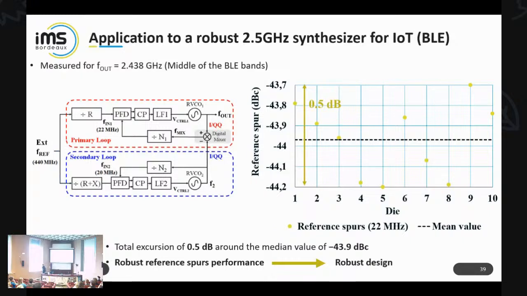And you have less than 0.5 dB of variation within the reference spurs, which means that this is a critical parameter of the PLL. Whatever circuit you take, it will guarantee this reference spur. It's just enough to go BLE, Bluetooth low energy. So it's not the best of circuits for sure, not best in class, but you can be sure that whatever it is, the yield is 100%, which is what we were looking for, a robust design.